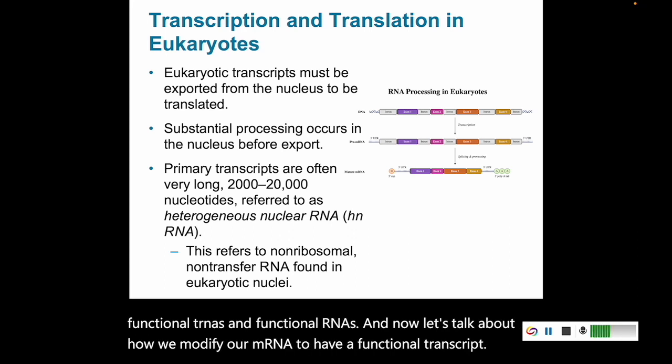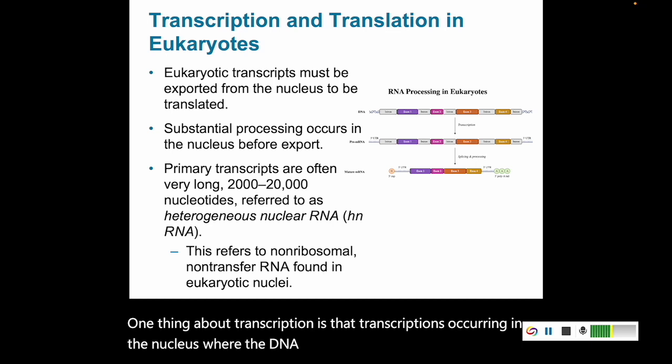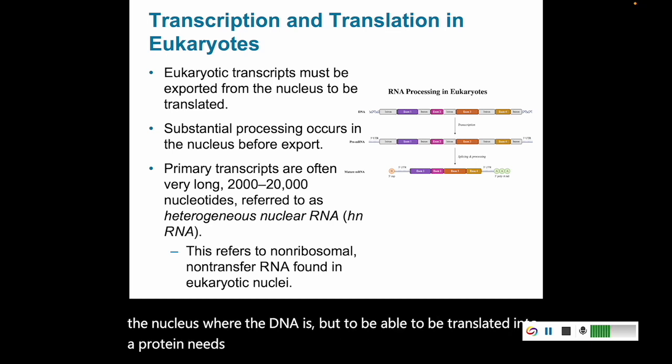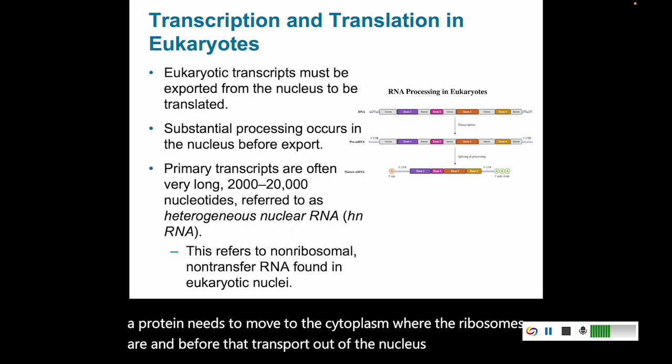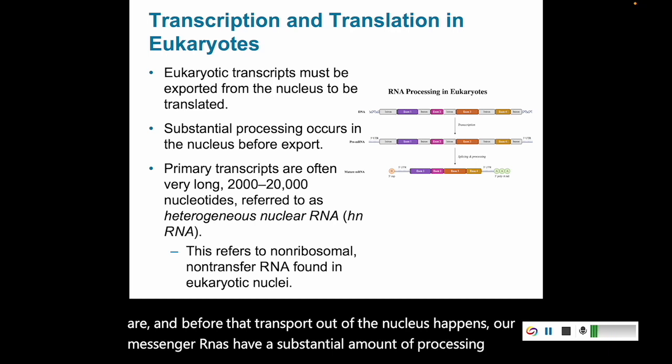One thing about transcription is that transcription is occurring in the nucleus where the DNA is. But to be able to be translated into a protein, it needs to move to the cytoplasm where the ribosomes are. And before that transport out of the nucleus happens, our messenger RNAs have a substantial amount of processing that's going to happen to them.